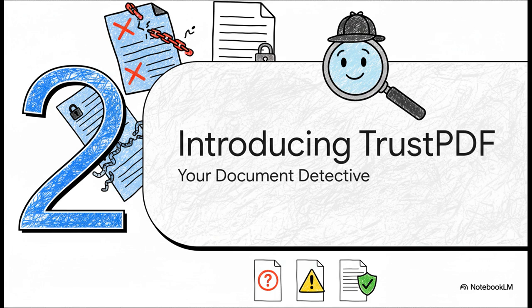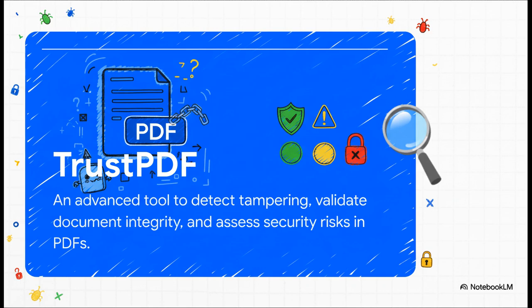Well, that's the exact idea behind a new open source tool called Trust PDF. At its core, Trust PDF is built to do three key things. First, it hunts for any signs of tampering. Second, it checks the document's fundamental structure for any flaws. And third, it sniffs out any security risks that might be hiding inside. It's basically a full, comprehensive checkup for your files.